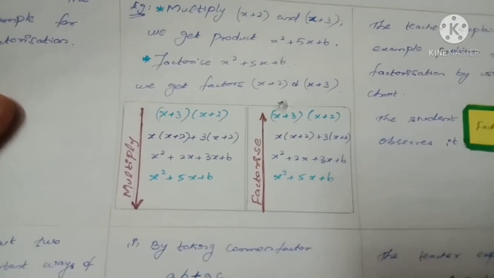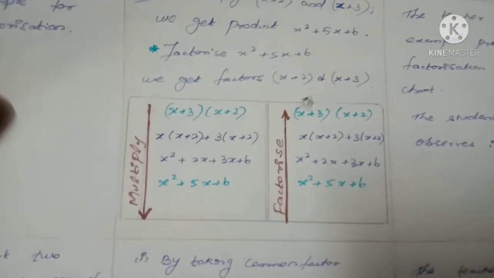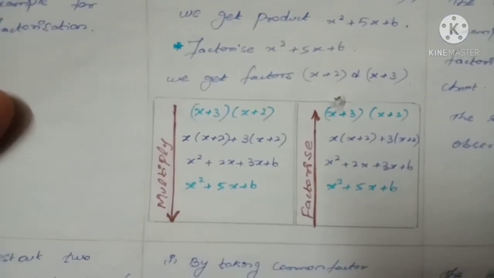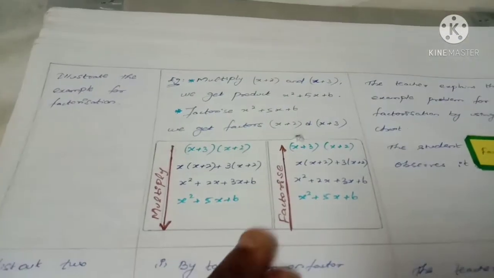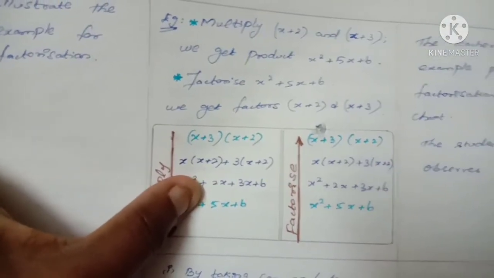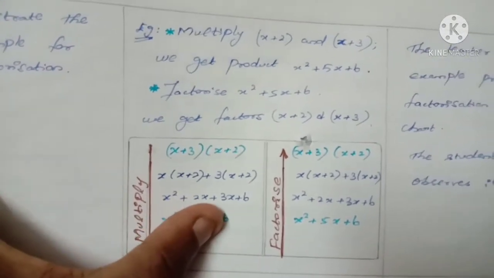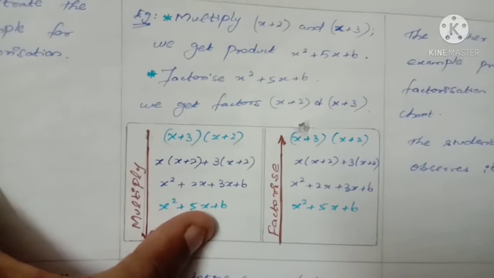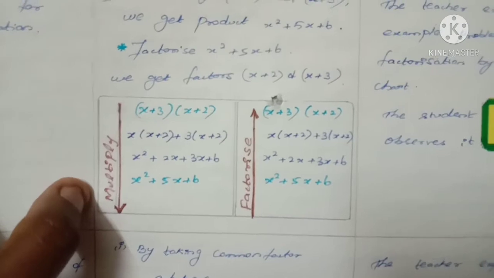Then we have to draw a box and make two partitions. In the first box, x plus 3 into x plus 2, that is x into x plus 2 plus 3 into x plus 2. Next line, x square plus 2x plus 3x plus 6, that is x square plus 5x plus 6. So this is called the multiplication method.